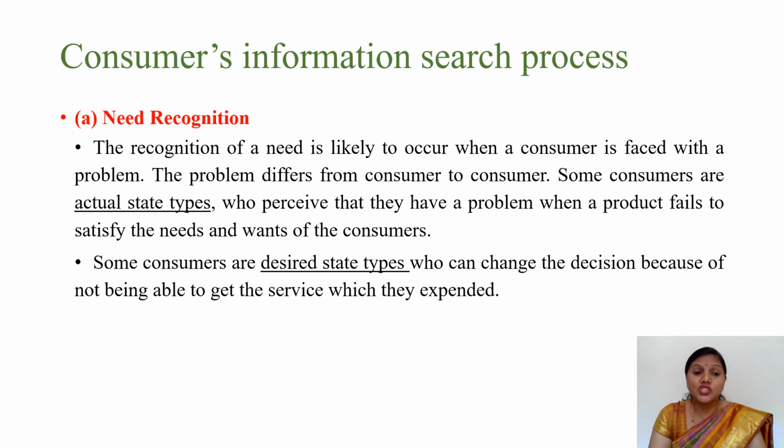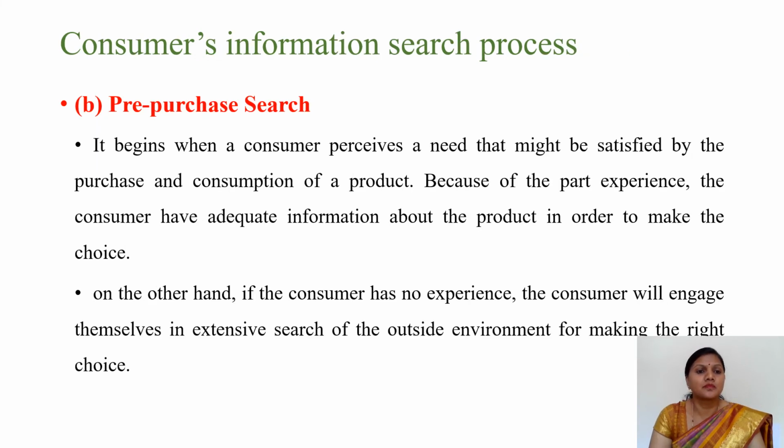Some consumers are at the actual state, who perceive that they have a problem when a product fails to satisfy their needs and wants. Some consumers are at the desired state type, who can change the decision because of not being able to get the service which they expected. So he will identify the desired state or the actual state, and his need will be recognized.